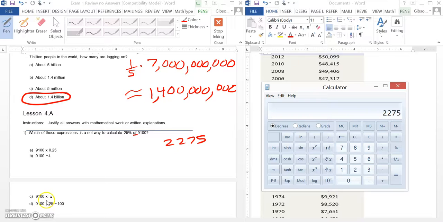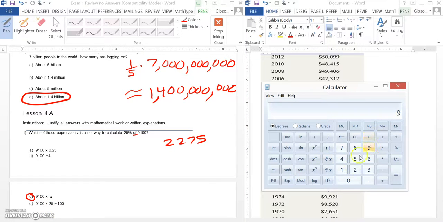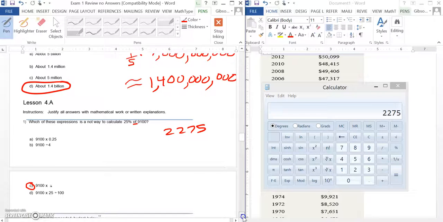Now, C is supposed to be 9,100 times 2/5. So we would take 2 divided by 5 first, and that'll give us 0.4. We know 0.4 is 40%, so our answer here would be C. C would be the value that's incorrect, but we also need to check D out. So we have 9,100 times 25. And then we will divide that by 100. And that will give us 2275. So C is the final answer.